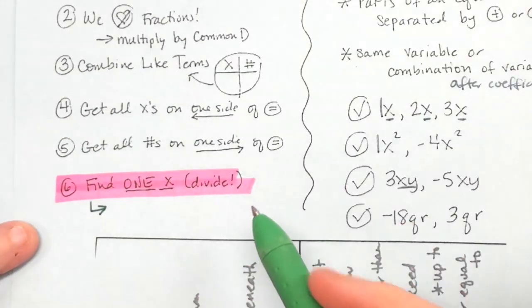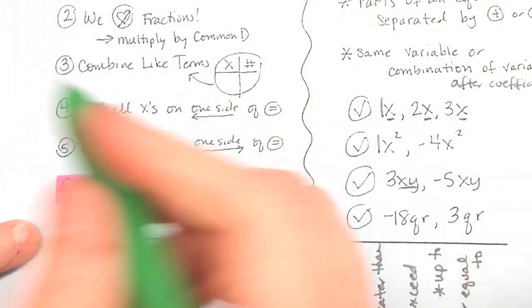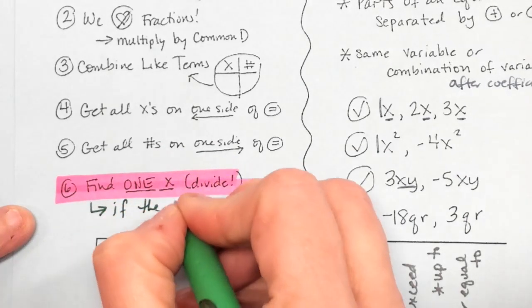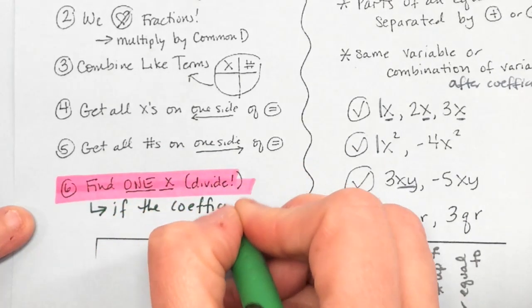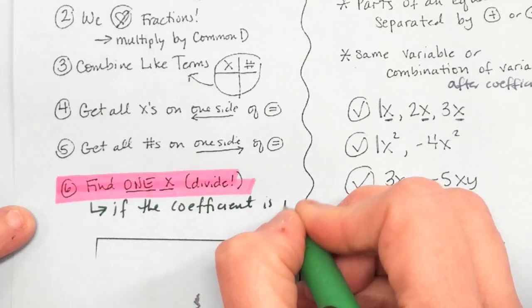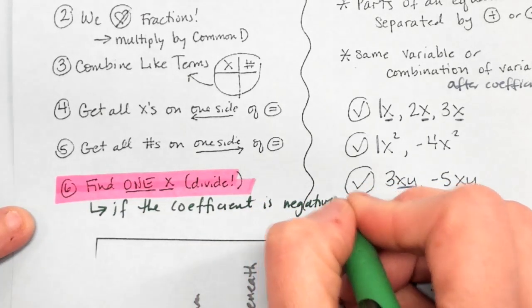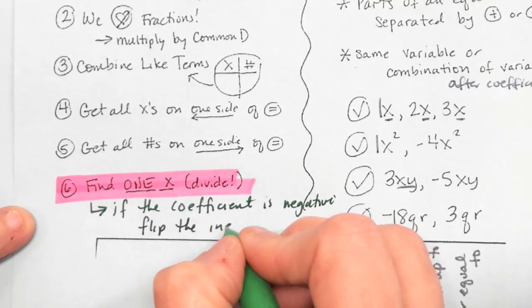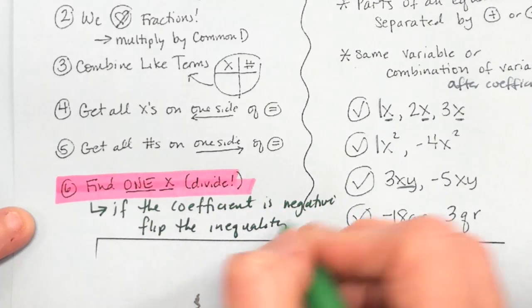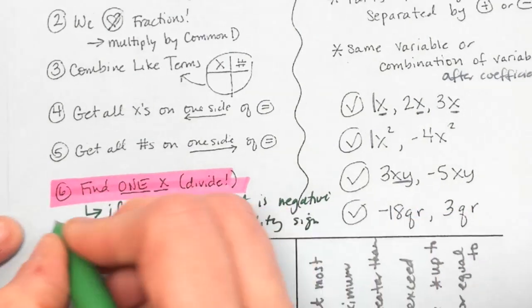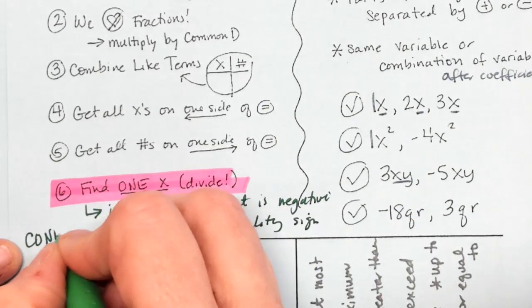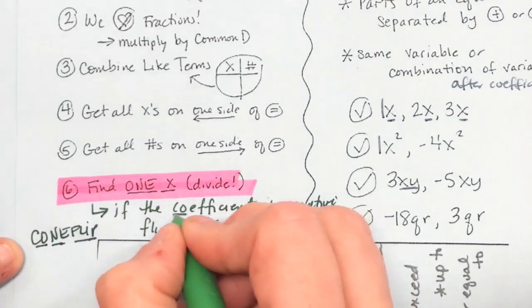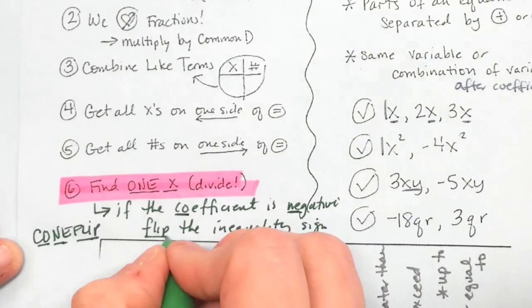So that step that we're going to do there is we're going to find 1x. And the extra step we're going to do here is if the coefficient is negative, we're going to flip the inequality sign. Okay, and a way to remember this is CONE FLIP. C-O-N-E-F-L-I-P. Coefficient, negative, flip the inequality sign.